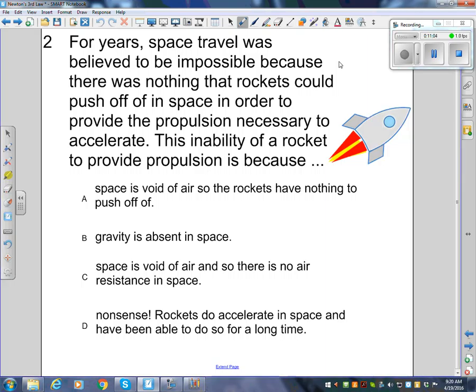For years, space travel was believed to be impossible because there was nothing that rockets could push off in space in order to provide the propulsion necessary to accelerate. Because we need things to push off, right? To get going. This inability of a rocket to provide propulsion is because space is void of air, it's a vacuum, so the rockets have nothing to push off of. Gravity is absent in space. Space is void of air, so there is no air resistance in space. Or nonsense, rockets do accelerate in space and have been able to do this for a long time.